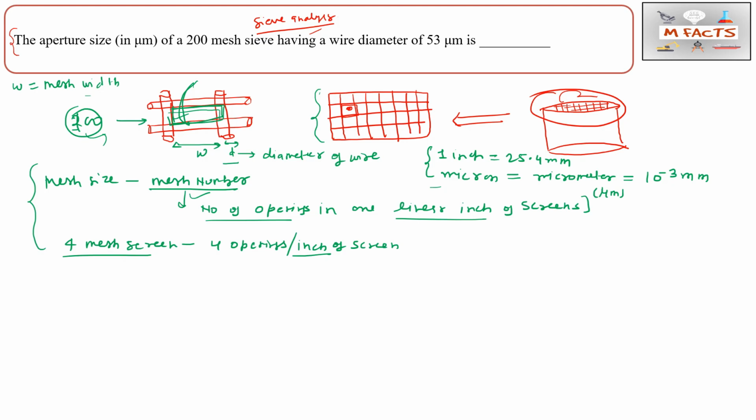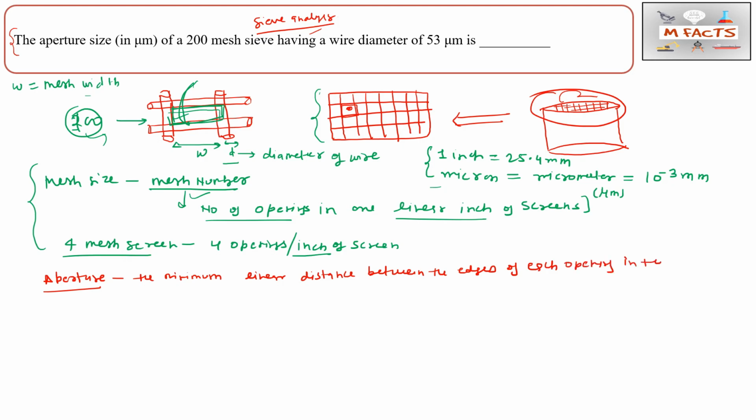So now what is the meaning of aperture? Aperture is basically the minimum linear distance between the edges of each opening. This is known as each opening in the mesh, you can say. This is known as aperture.